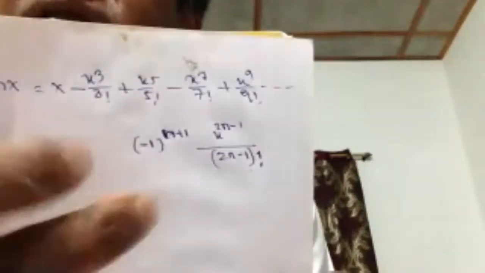Now, if this is the expression, how to write the program? What is the input for this program? For this series, what is the input?